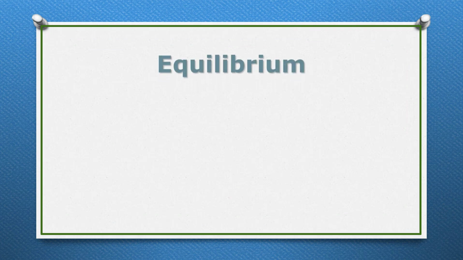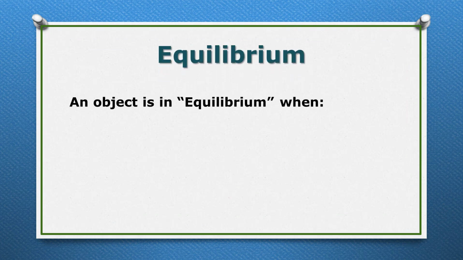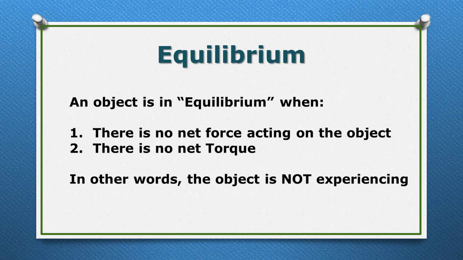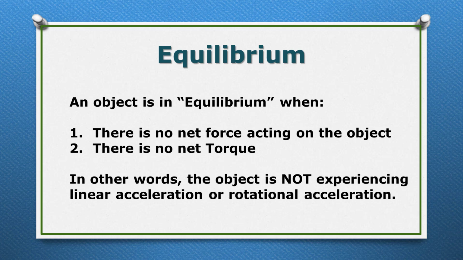Okay, so an object is in equilibrium when there is no net force acting on the object. Net force means that there may be some forces but their resultant must be zero. And there is no net torque. It means that torques may be acting on the body but the sum of all those torques must be zero. In other words, the object is not experiencing linear acceleration or rotational acceleration. Then the body is said to be in equilibrium.